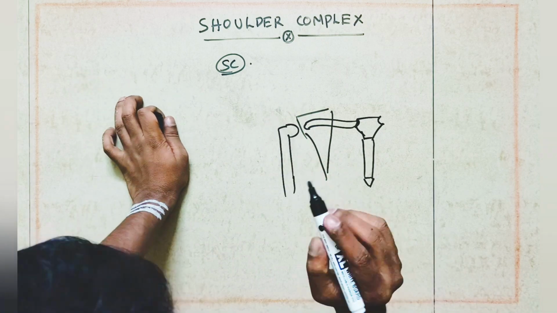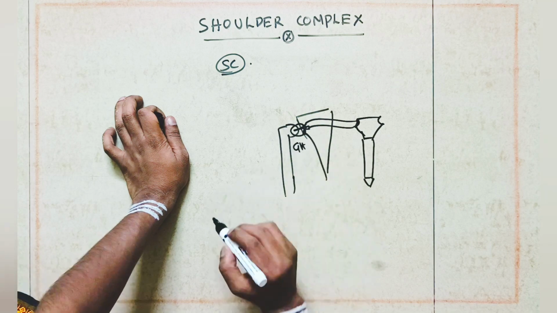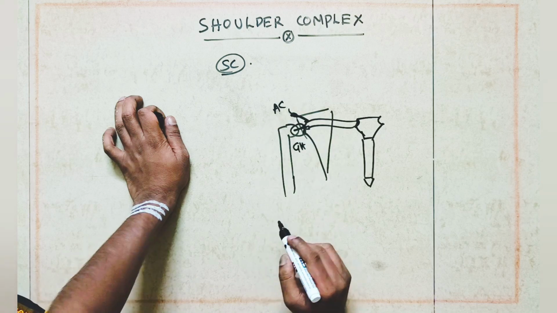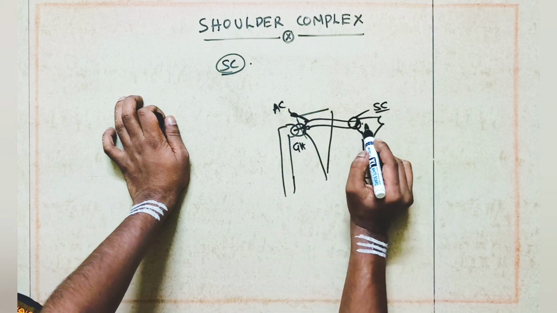Okay, leave it. The joint between the head of the humerus and the glenoid cavity is nothing but the GH joint, the glenohumeral joint. Here the clavicle and the acromion process of the scapula form the AC joint, the acromioclavicular joint. The joint between the clavicle and the sternum is the sternoclavicular joint.